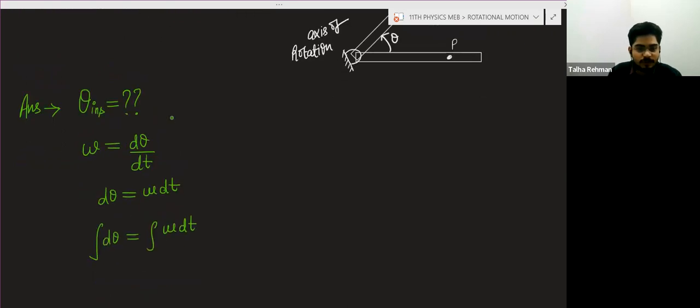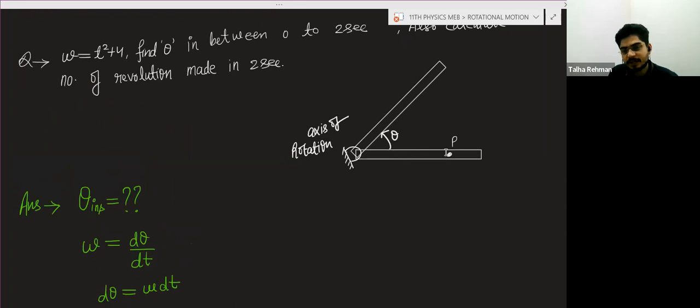So here you will get the integration of d theta will be theta. Initially, if you are taking this rod at the initial condition, what is the value of theta? Theta is 0, and here will be some theta. Okay, this is some theta. This is the final condition, and this is theta is equal to theta basically.